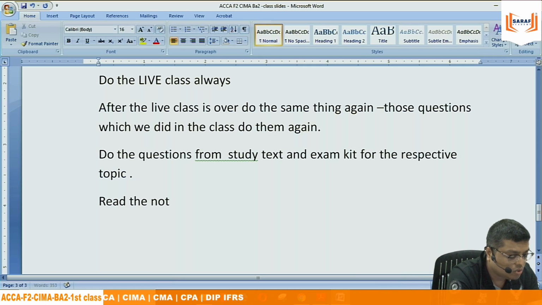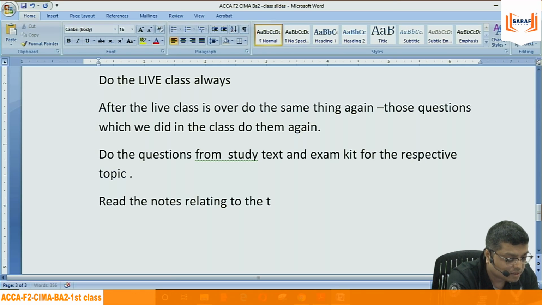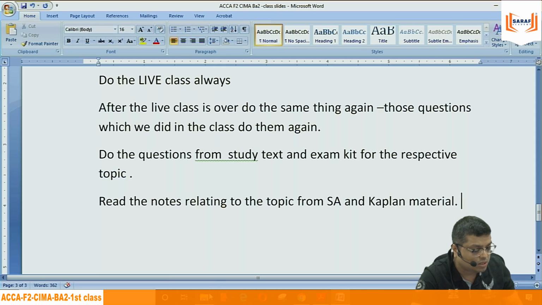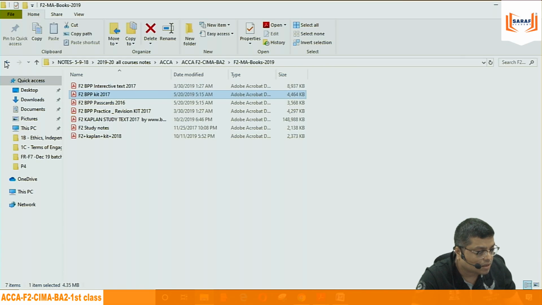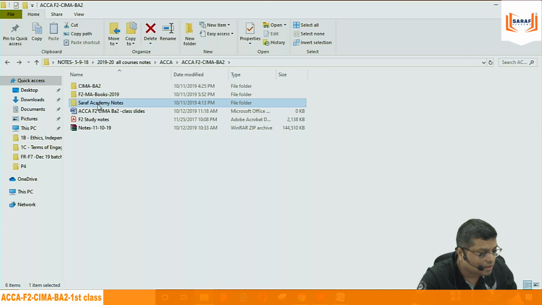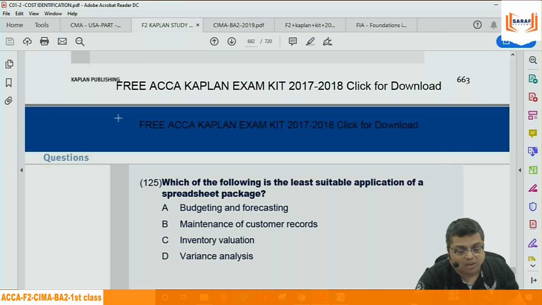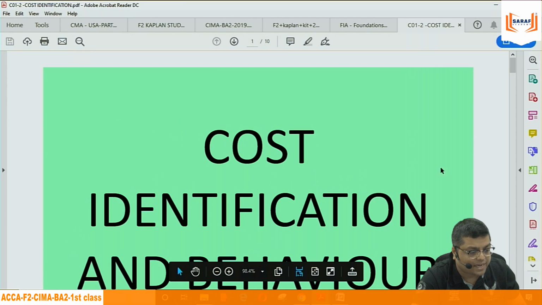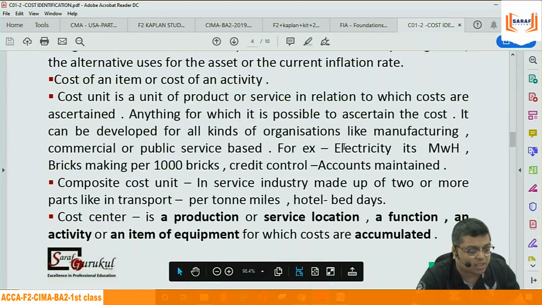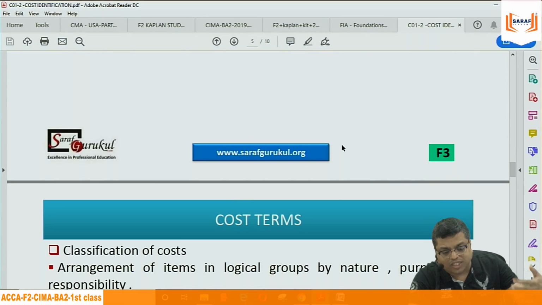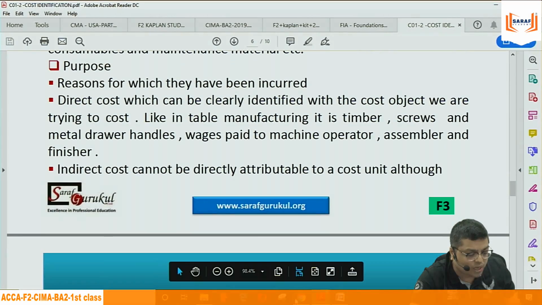Read the notes relating to the topic from Saraf Academy and Kaplan material. Saraf Academy means, suppose, as I said, I will be doing cost classification. So Saraf Academy notes are there: cost identification, cost classification. There are 10 pages of notes. Those are the synopsis which are written in your material. These notes you should read.